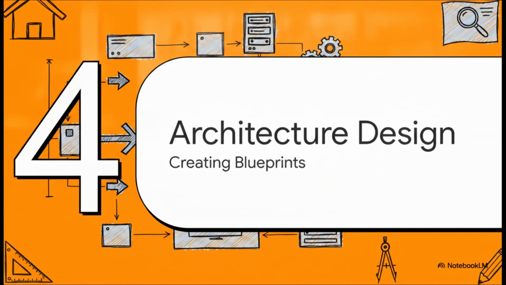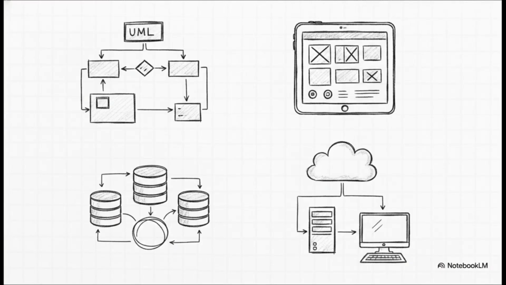Next up is Phase 4, designing the software architecture. Essentially, creating the blueprints. Once the planners have laid that foundation, the software architect and UI/UX designer step up to translate those requirements into actionable blueprints. We're talking critical design artifacts here: UML, wireframes, database designs, and the overall architecture.